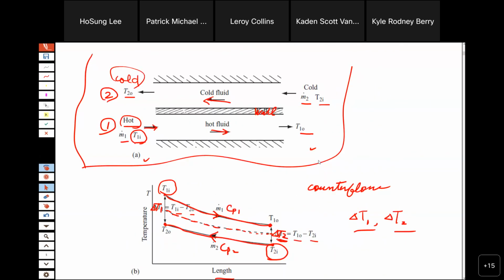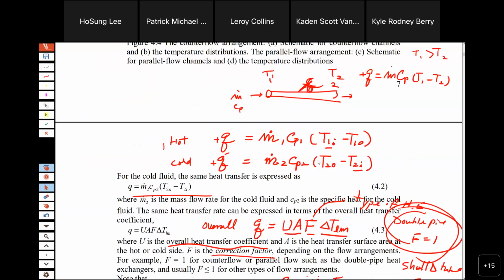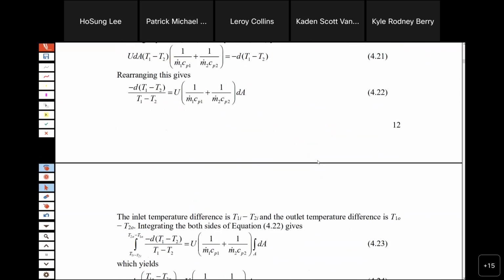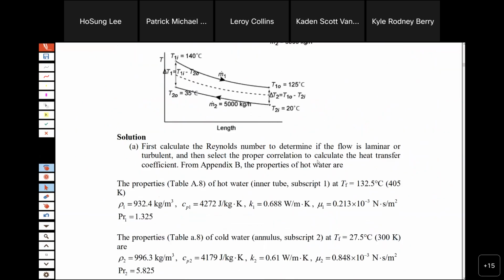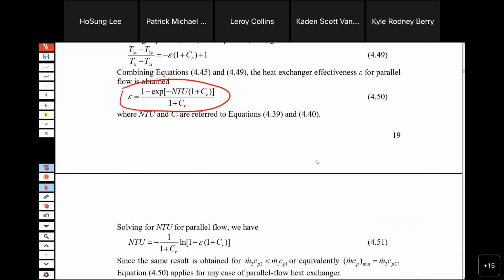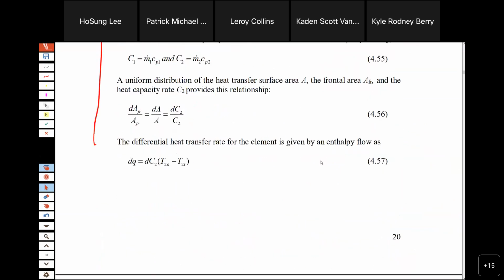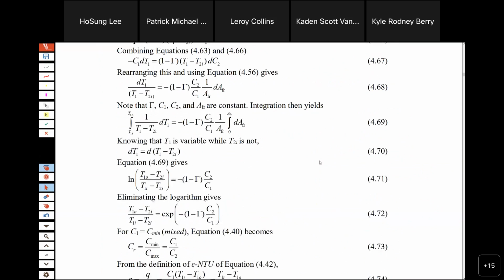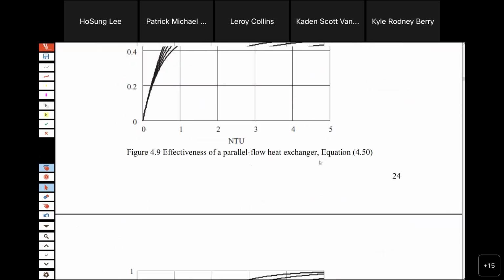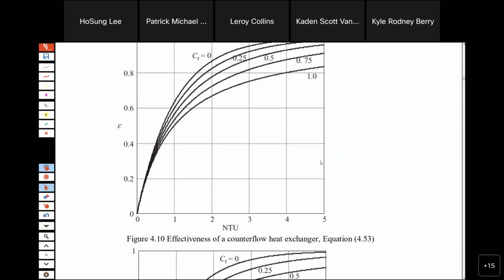But this is a very powerful analysis. What you can do is just a parallel flow. That's all I need, and then I can use effectiveness. Very complicated heat exchanger, it doesn't matter. Okay. So what time is it? Let me see. 4, 5.